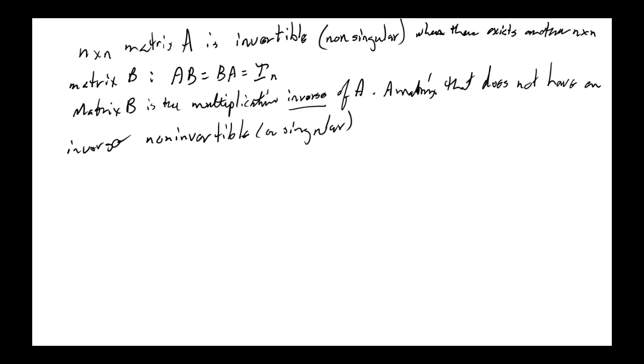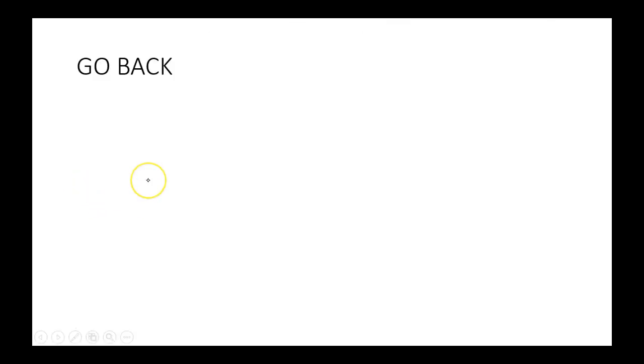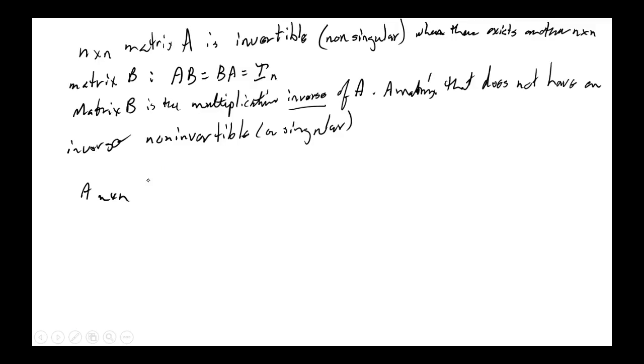And one of the reasons is if A is m by n, that would mean B would need to be n by m. So they're not the same size.